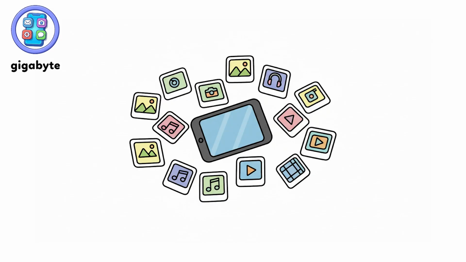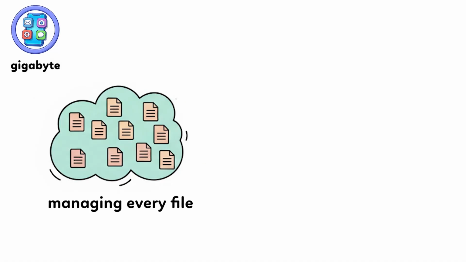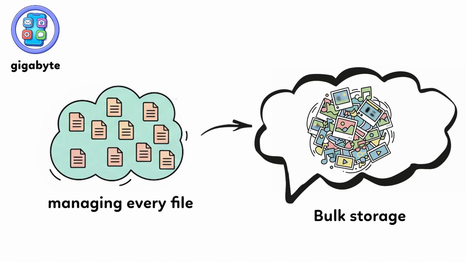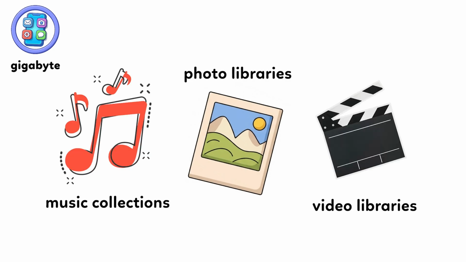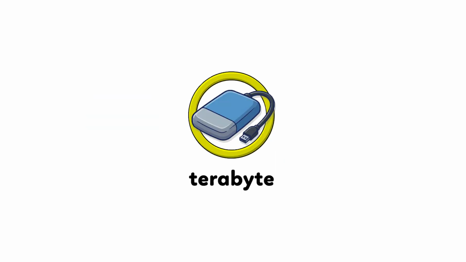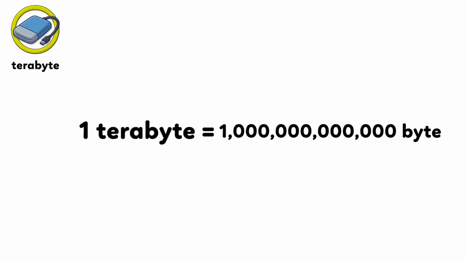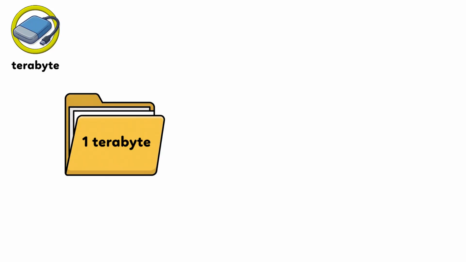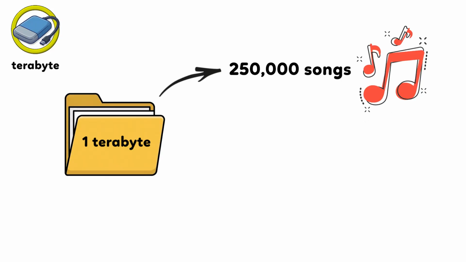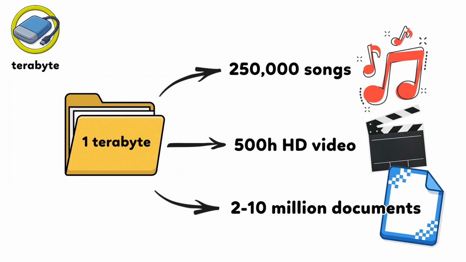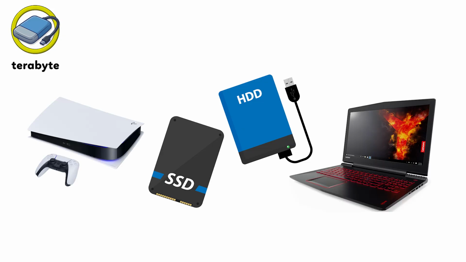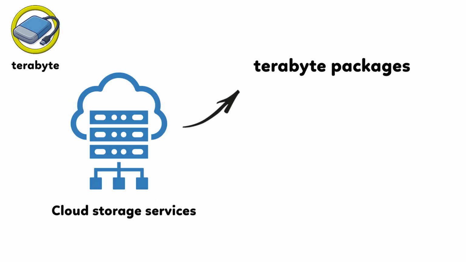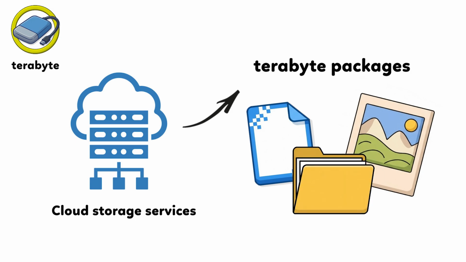The shift to gigabyte thinking changed how we interact with technology. Instead of carefully managing every file, we started thinking about bulk storage, keeping entire photo libraries, music collections, and video libraries readily available. The progression continues with terabytes, representing 1,024 gigabytes or 1 trillion bytes. A single terabyte can hold approximately 250,000 songs, 500 hours of high-definition video, or several million documents. External hard drives, gaming consoles, and high-end laptops now commonly feature 1 or 2 terabytes as standard equipment. Cloud storage services offer terabyte packages for backing up photos, documents, and other files.